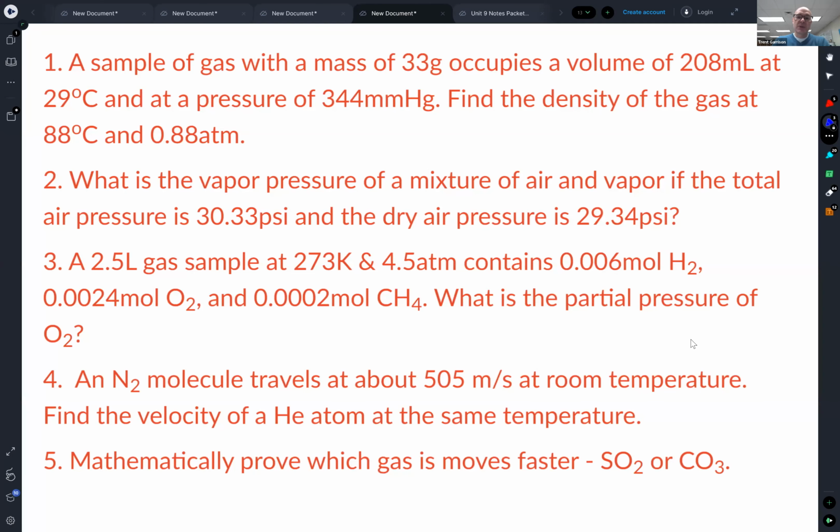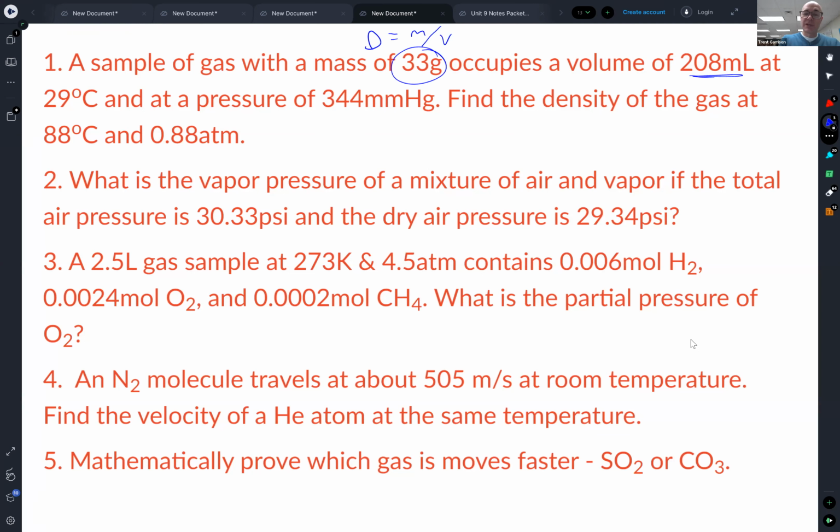A sample of gas with a mass of 33 grams occupies a volume of 208 milliliters at 29 degrees Celsius and at a pressure of 344 millimeters mercury. That's a lot of information. Find the density. So again, what we're looking at here is density equals mass over volume. We are given the mass, so we know one of the values. What we don't know is the new volume. This is the original volume.